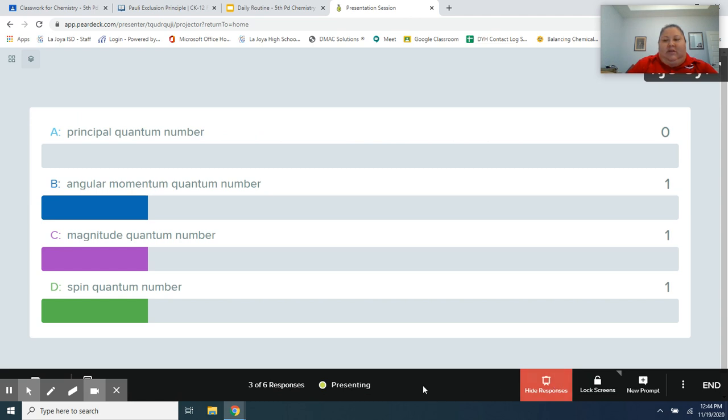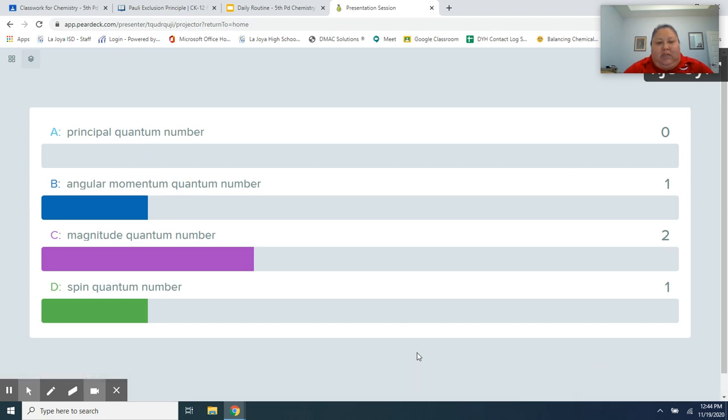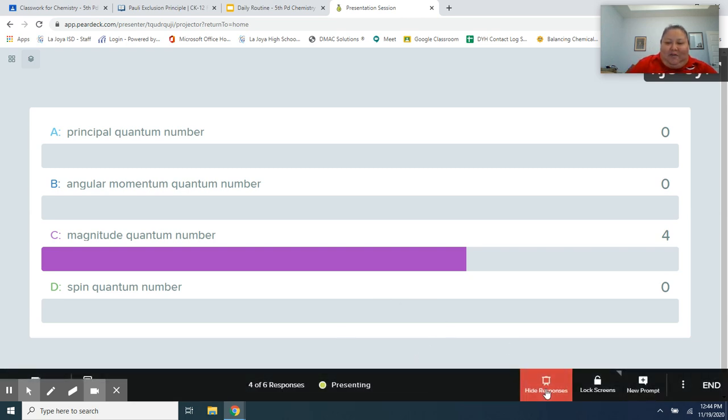Let's see what they voted. Oh, look at that. Everybody's voting. Two people say C, one person says B, one person says D. Oh, now everybody's voting for C. Why? All of a sudden, everybody's changing it.